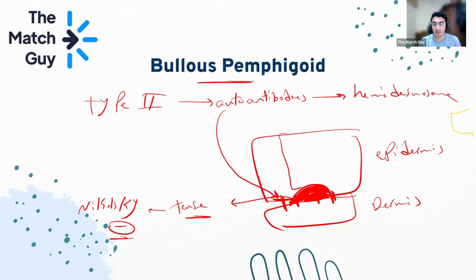Amazing. So what else can we differentiate between bullous pemphigoid and pemphigus vulgaris? I told you guys, in pemphigus vulgaris, we have mucosal involvement. In bullous pemphigoid, the mucosa is spared. Okay? This is very important. So now we have the mucosa and the Nikolsky. You can use these to differentiate between bullous pemphigoid and pemphigus vulgaris.